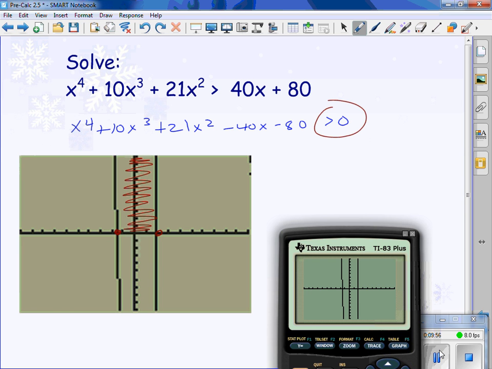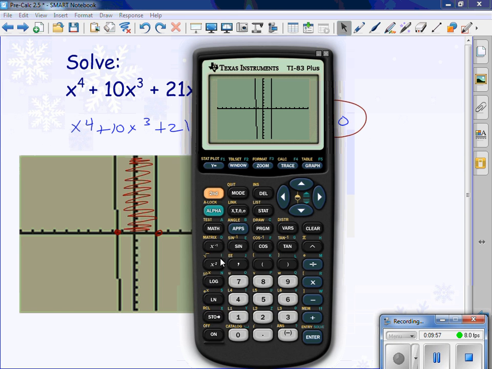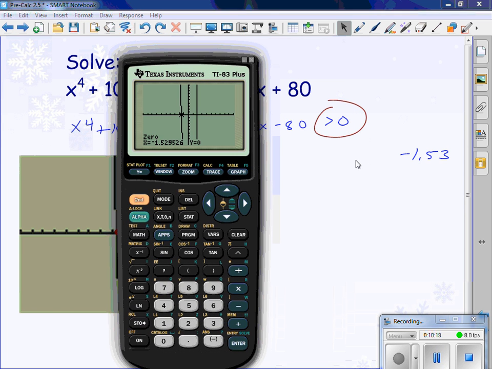You know how to do that. Find the zeros. Second trace, 0. Looks like between -2 and -1, so I'll use the left bound as -2, right bound is 0. Guess it doesn't matter. I have -1.53. Now, x is going to be less than -1.53.